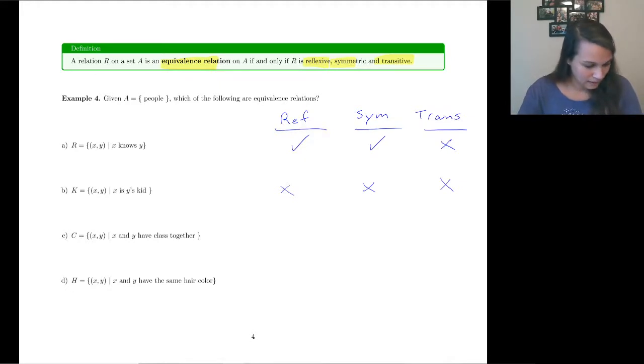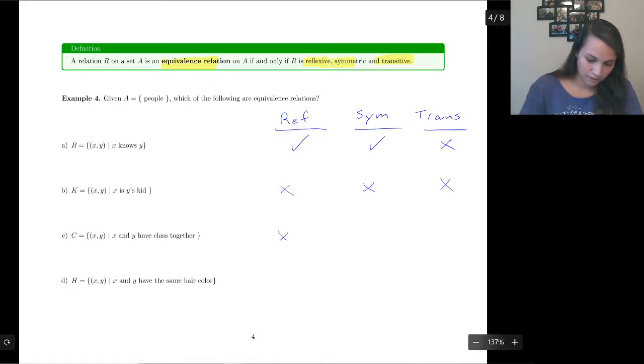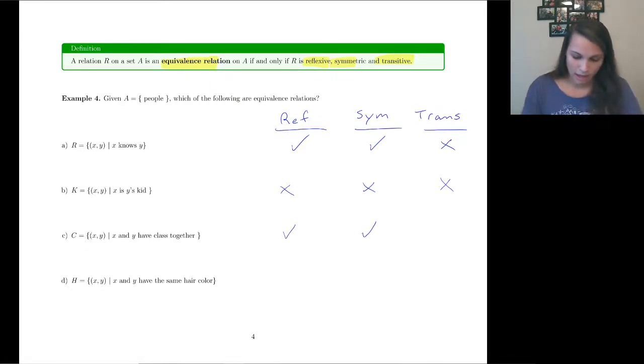And then C, we have the one where there's class together. So you definitely have class with yourself. I hope you bring yourself to class every day. And then we already discussed that it was indeed symmetric. And then it's not transitive.